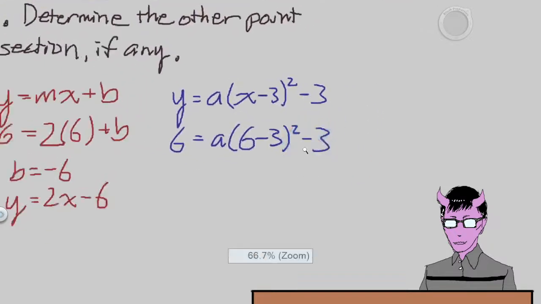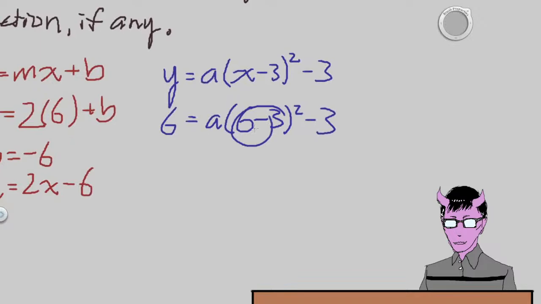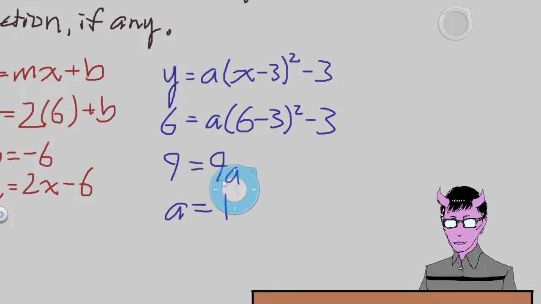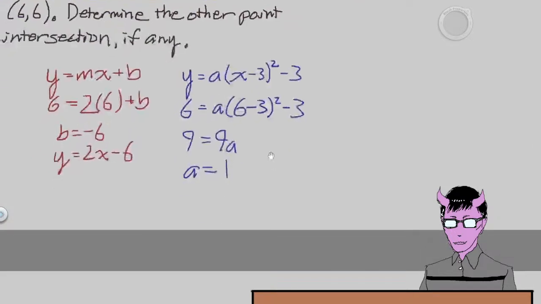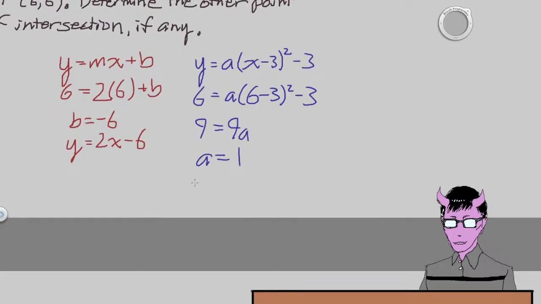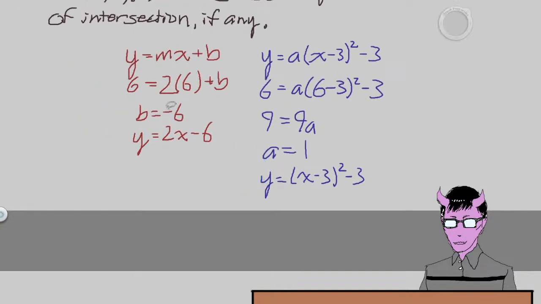Alright. So here we go. We have a times 6 minus 3, which is 3. 3 squared is 9. We're going to add 3 to both sides. So the a value is a clean 1. Alright. So that means that our parabola is going to be 1 times x minus 3 squared minus 3. And that's next to our linear function.